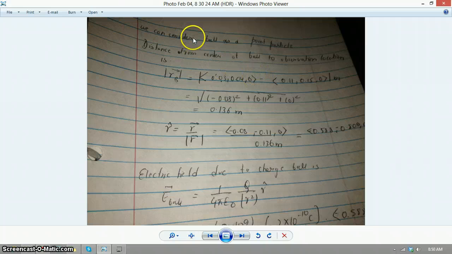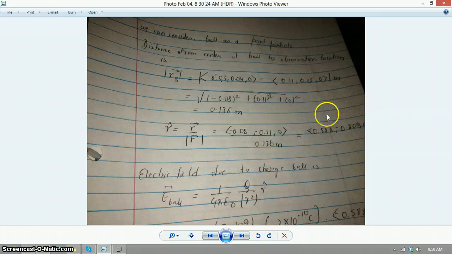We can also consider the ball as a point particle, since the charge is uniformly distributed over its surface. So in order to calculate the electric field by the ball, first we calculate the distance from the center of the ball to the observation location, which can be given as before. Putting in the values, we get a magnitude of 0.136 meter.